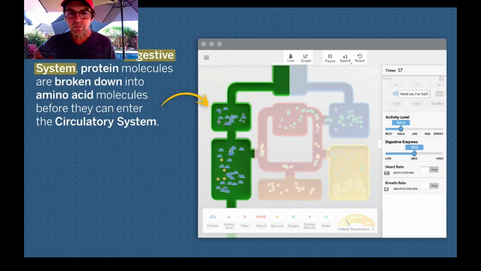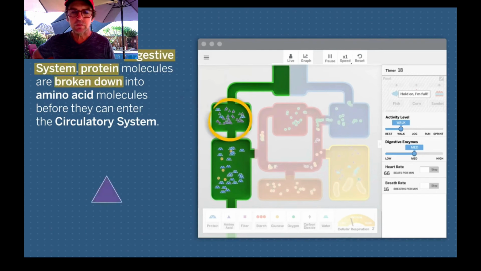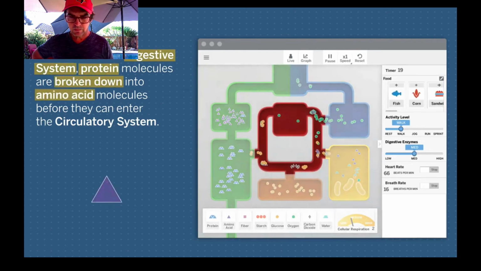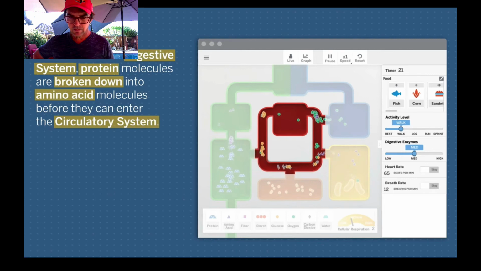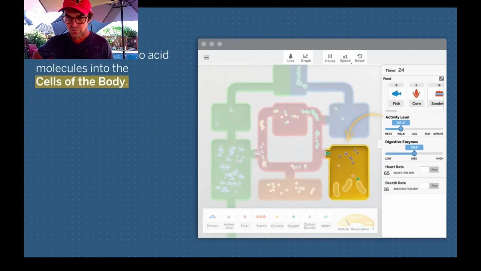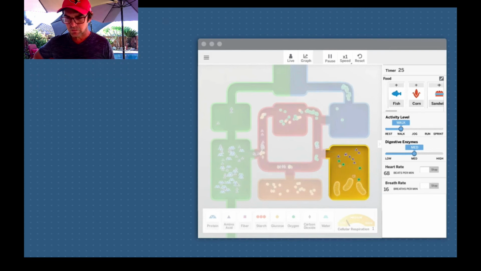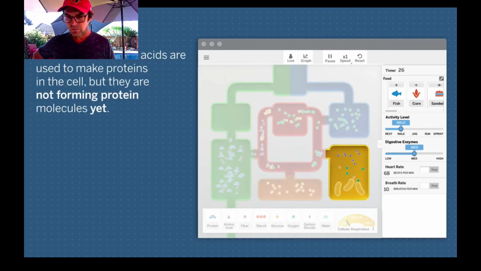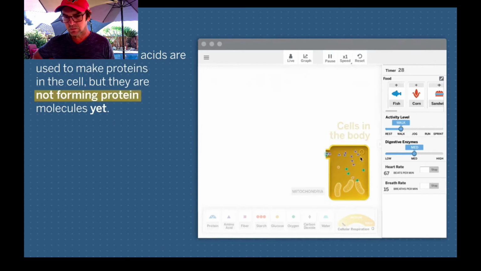Notice that in the digestive system, protein molecules are broken down into amino acid molecules before they can enter the circulatory system. Let's follow the amino acid molecules into the cells of the body. We know that amino acids are used to make proteins in the cell, but they are not forming protein molecules yet.